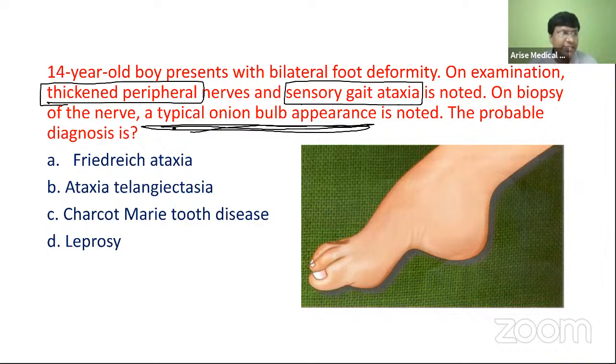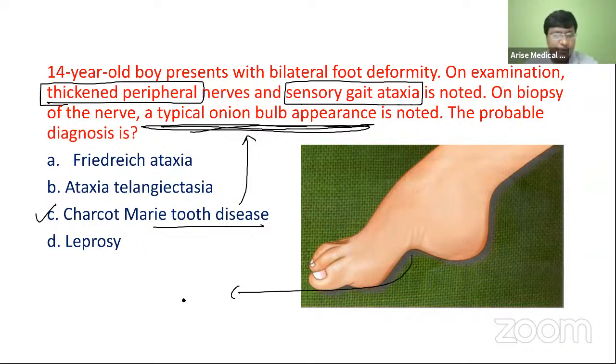Don't jump. Please read the question thoroughly and completely and then answer. Just seeing the image, don't jump onto the answer. You should not be in a hurry at all. So it is not Friedreich's ataxia. Very good, Vineet Kumar Yadav has answered it correctly. The answer is Charcot-Marie-Tooth disease, very good, Nagadeekshita. In Charcot-Marie-Tooth disease, you will have the typical onion bulb appearance of the nerve on biopsy.